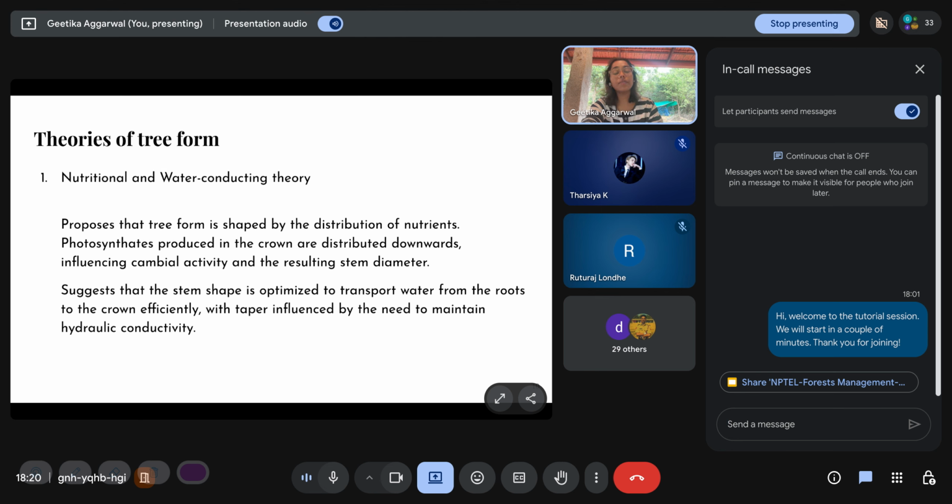According to nutritional theory, as nutrients are produced and conducted downwards, they basically affect the activity in the cambium region, and that's how the stem diameter increases. And according to the water conducting theory, in order to optimize the water conduction in the tree, the taper in the tree happens so as to maintain hydraulic conductivity. Okay, that's the first theory.